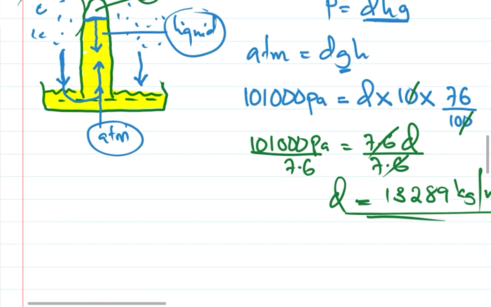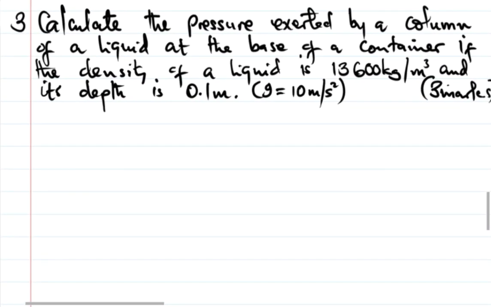Question number 3. It reads: Calculate the pressure exerted by a column of a liquid at the base of a container, if the density of the liquid is 13,600 kgs per meter cube, and its depth is 0.1 meters. Gravity was already denoted as 10 meters per second square. So, solution.